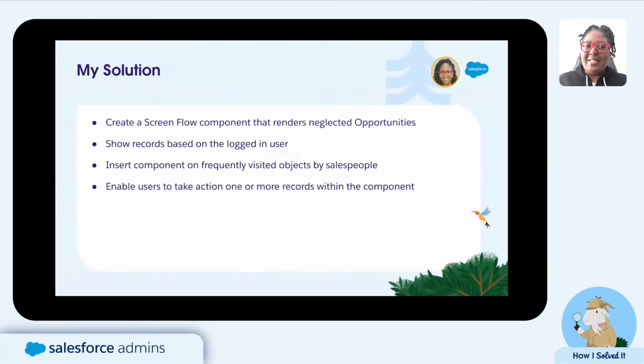So my solution involved a screen flow, which I mentioned. Since screen flow components are easily distributed amongst various objects and different places within Salesforce, that was perfect to build this out. As well as I want to show records based on logged in users, so they're not seeing items they don't need to see. Insert that on frequently used objects, again, leaving users where they are, and then enabling them to not only take action on one record, but more than one if needed. So let me show you what I built in a quick demo.